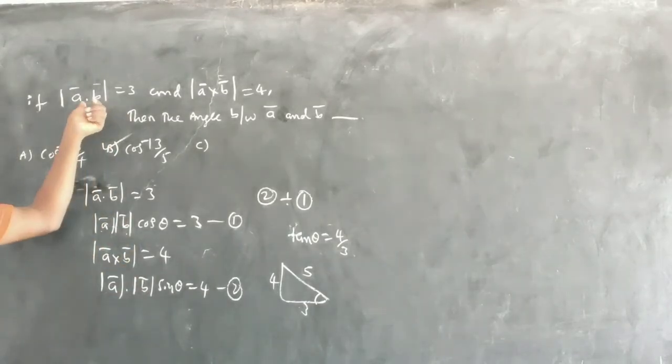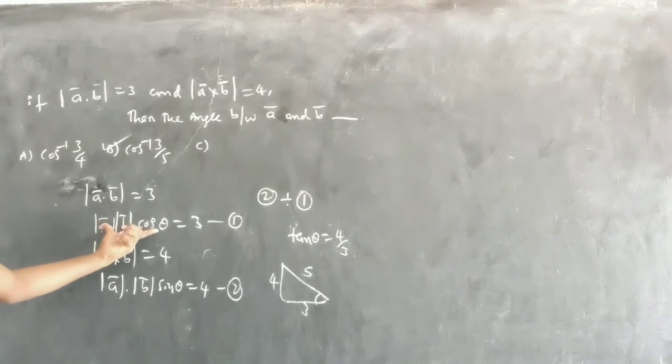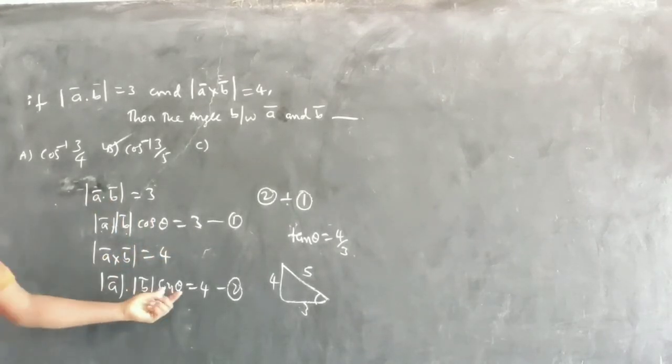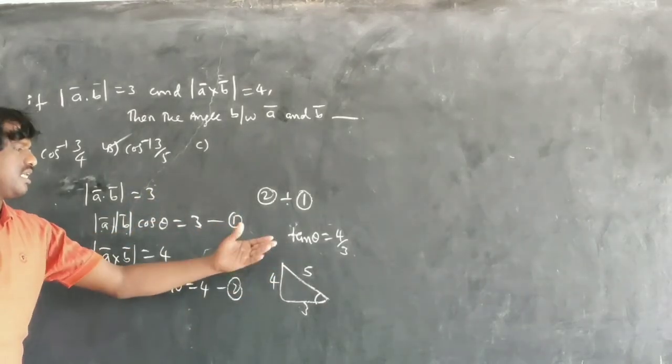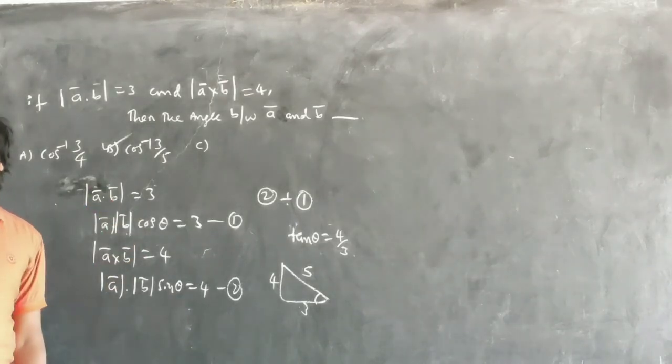So whenever they give A dot B and A cross B and you want to find the angle between A and B, you have to do like this. Mod A mod B cos theta is equal to 3, mod A mod B sin theta is equal to 4, divide 2 by 1 and you get tan theta, then that will be converted into sin and cos. Okay, hope you understand. Let us see another question.